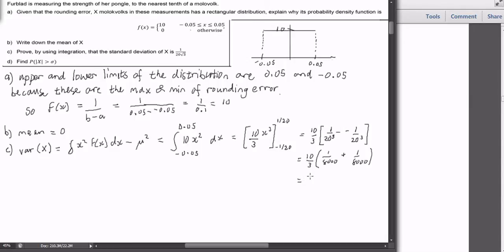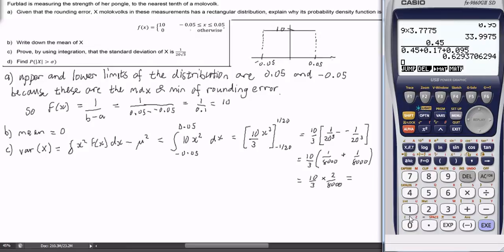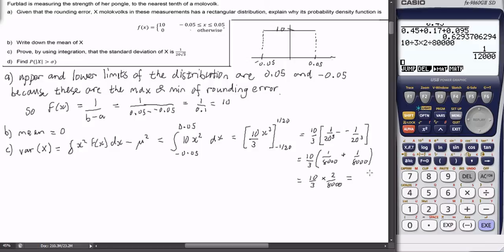So we get 10 over 3 times 2 over 8,000. And again, if you want to do that on your calculator, you can. I might just do that. We've got 10 divided by 3 multiplied by 2 divided by 8,000, and I can convert that to a fraction, and we get 1 over 12,000.